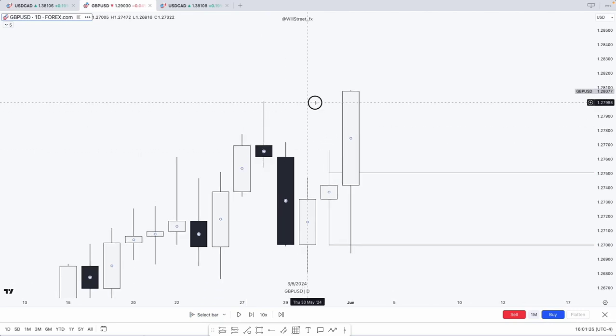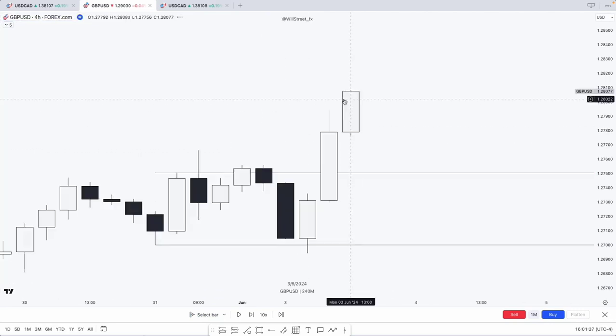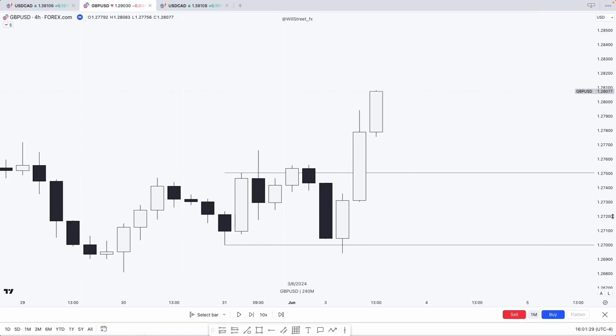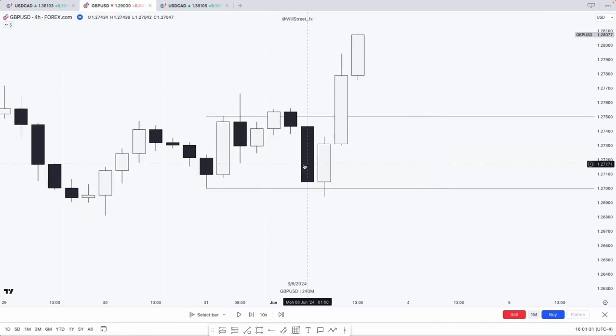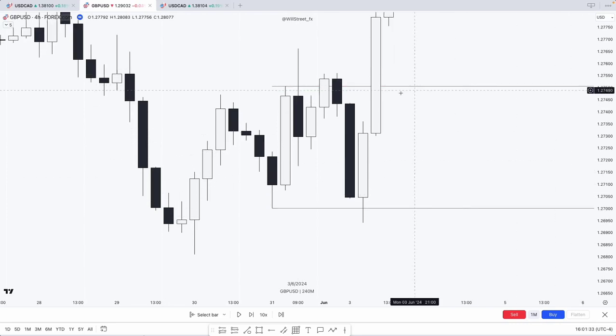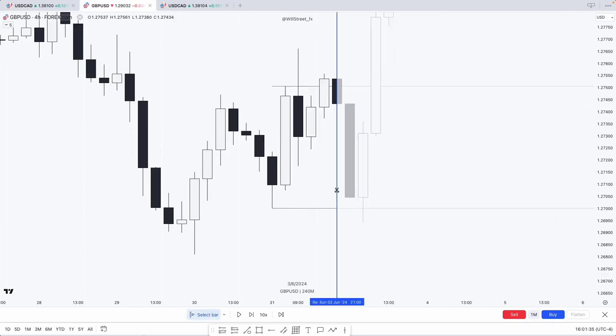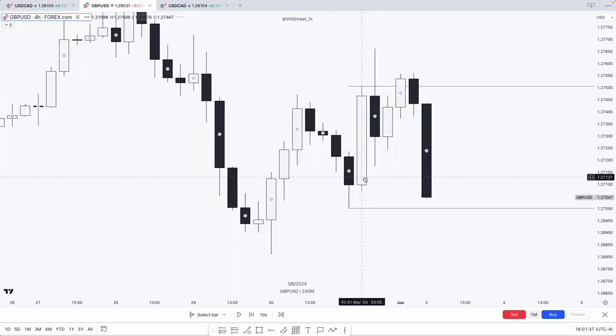So going into what I was trying to say. Which is the setup? What do we see here? This is the 1 a.m. expansion. So we're trying this candle.